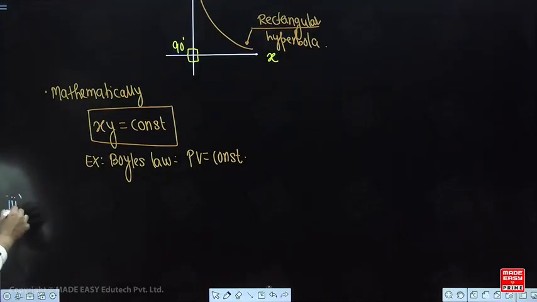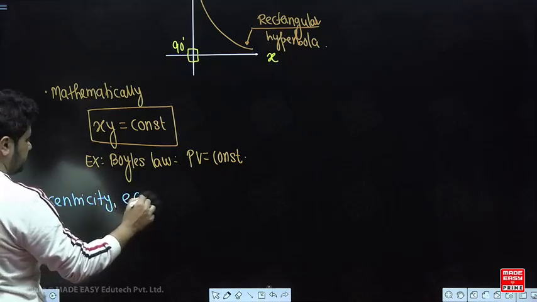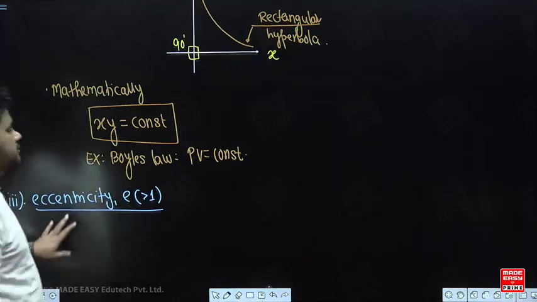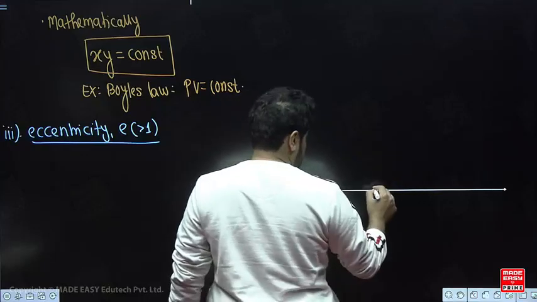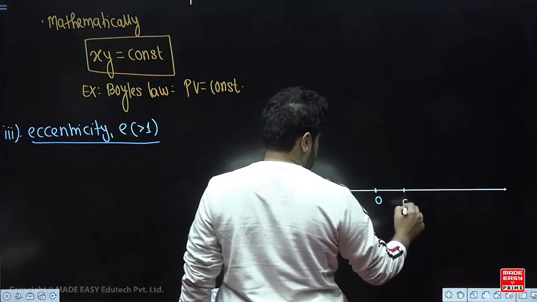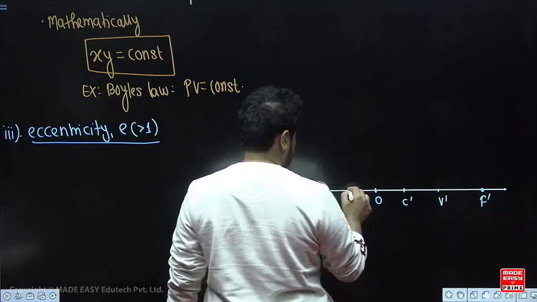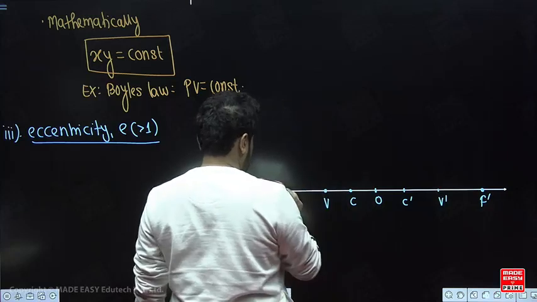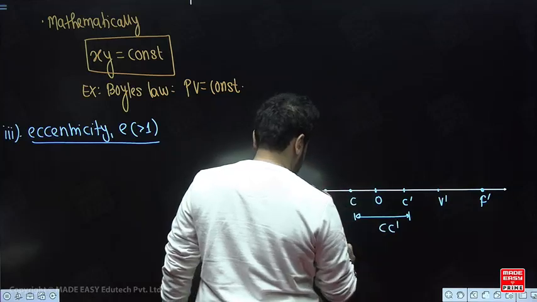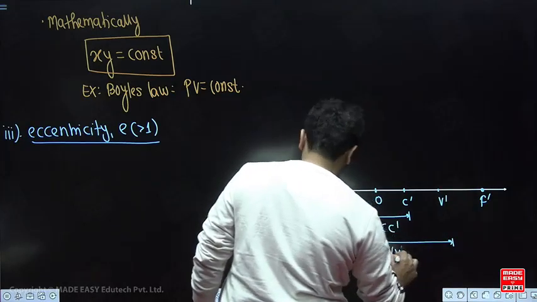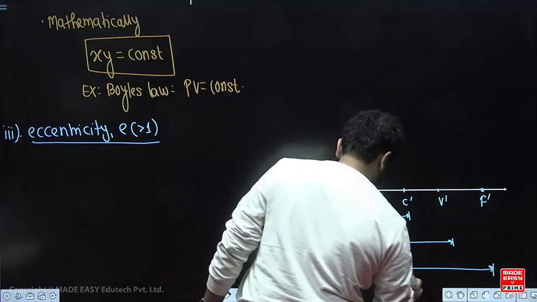Third and the last point of this chapter, eccentricity e is greater than 1, correct. So, just now what I said is that if this is O, then this is your C dash, this is your V dash, and this is your focus F dash. This is your C, this is your V, and this is the focus, because the focus is always farthest. So, this distance is your CC dash, this distance is your VV dash, and this distance is your FF dash.